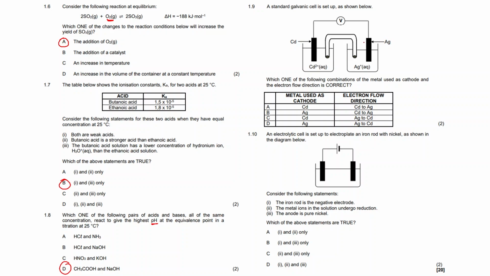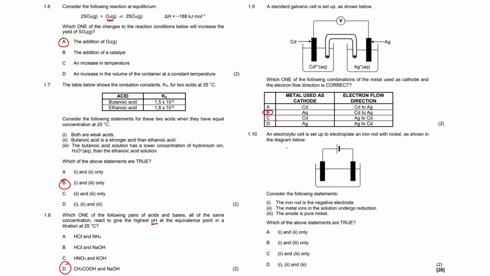agent and will therefore be reduced. So, therefore, Ag is the cathode, as reduction takes place at the cathode. And this would mean that the electrons flow from the anode to the cathode, which would be from Cd to Ag. So our answer would be B.